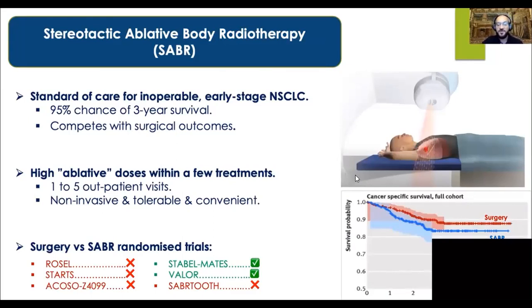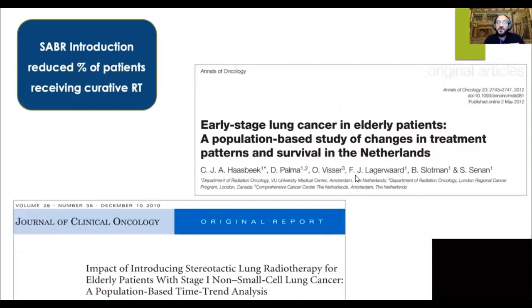It offers excellent control rates with only a few outpatient visits, and it's also a lot more tolerable compared to conventional radiotherapy, which allows many more elderly patients and those with comorbidities or poor performance status to have this curative treatment instead of being referred to palliative care or sometimes left untreated. We know from population studies also that since the introduction of SABR, the number of lung cancer patients undergoing curative treatment has significantly increased, while the number of patients left untreated has decreased, which ultimately led to improving the overall population survival.